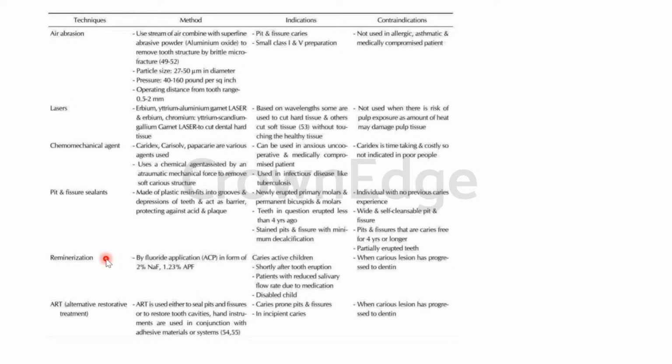These are the different techniques in ultra conservative dentistry. We have just spoken about air abrasion. This is a table which sums up everything. You have lasers coming in next, and then we have chemomechanical agents, pit and fissure sealants, remineralization, and alternative restorative treatment. For lasers, we have soft and hard tissue lasers. The soft tissue lasers are mostly diode lasers, or you have argon lasers and carbon dioxide lasers. These are mostly used for soft tissue. We have erbium YAG lasers and erbium chromium YSGG lasers, which are used for hard tissue cutting, that is, cavity preparations can be done using erbium based lasers.